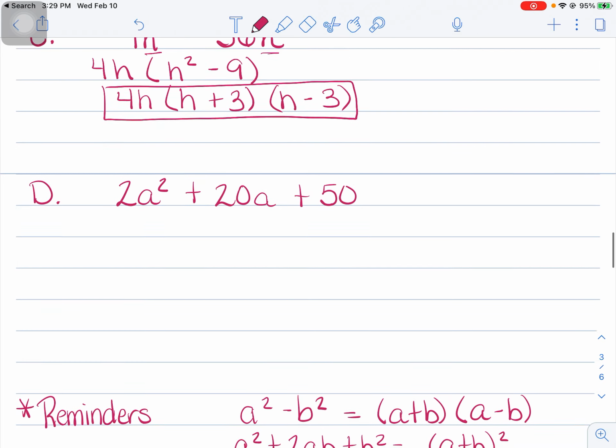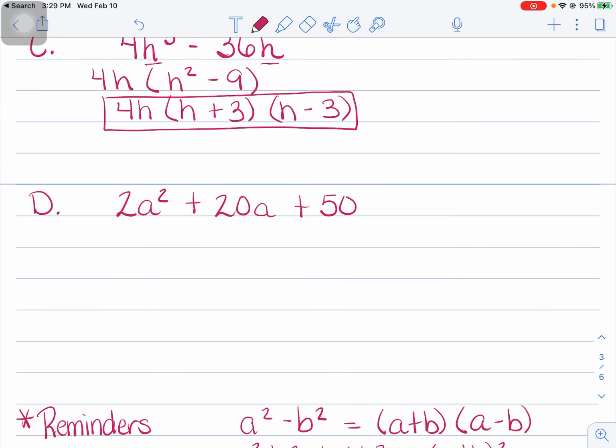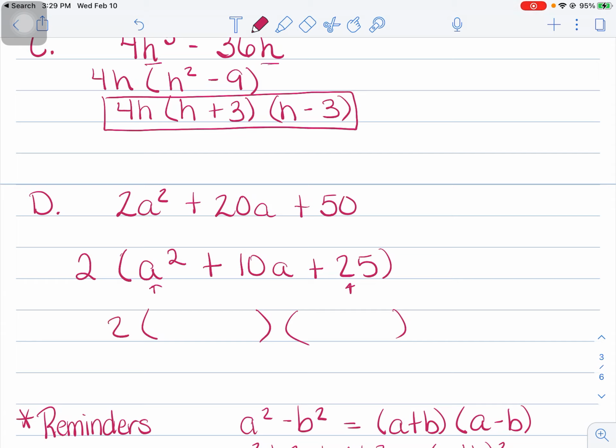All right, let's do D. GCF? Yes. Pull it out and rewrite what's left. Then look, is this a perfect square? Yes. Do your two binomials. Split up your first term, a and a. Square root of 25 is 5 and 5.